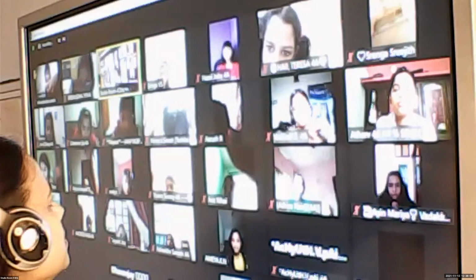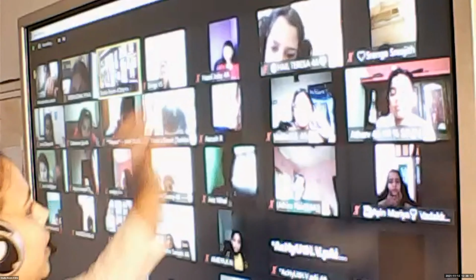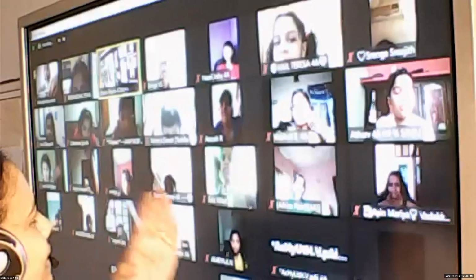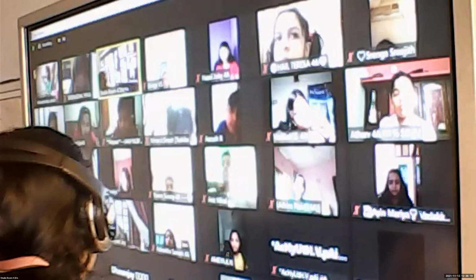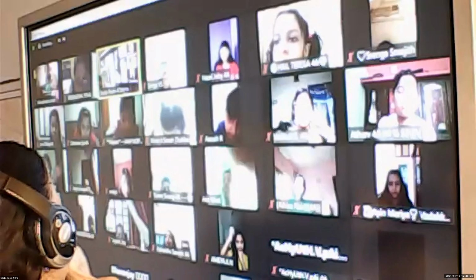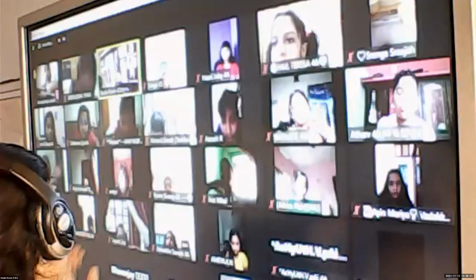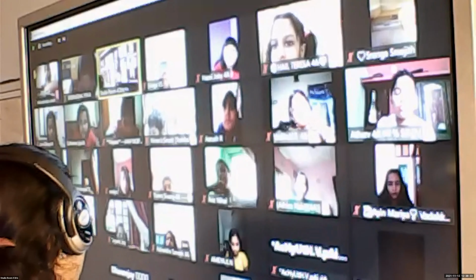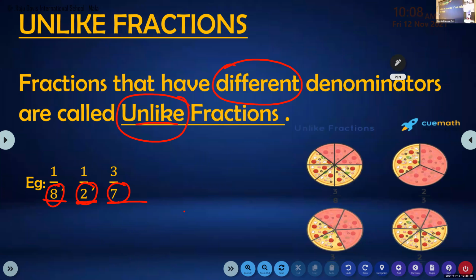So can you guess what is a unit fraction? Tell me what is unit. Unit place, tens place, hundreds place. So what is unit place? Ones place, yes, one. So unit fraction means it is something related to one. So children, here the fraction with numerator 1 is called unit fraction.